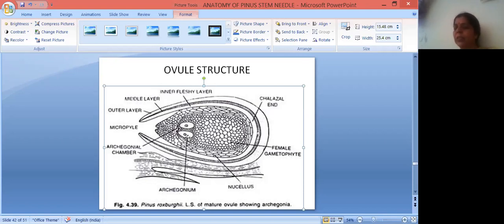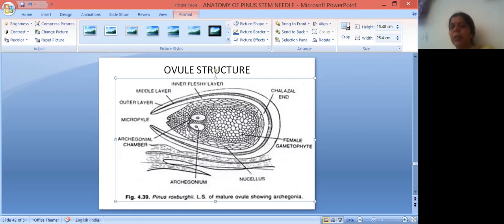The development of archegonia in Pinus is similar to that in gymnosperms. 2 to 4 cells of the female gametophyte, which is developed from the functional haploid megaspore, at the micropylar end enlarge in size and have dense cytoplasm and a prominent nucleus. These cells function as archegonial initials.